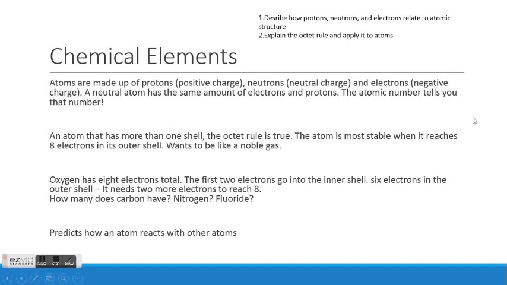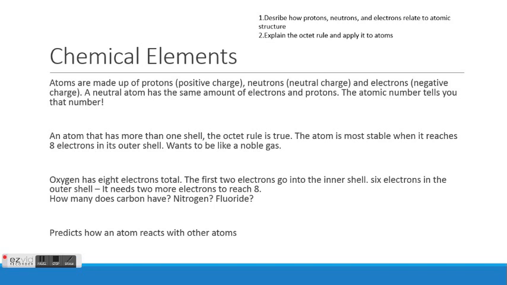So if you look up top here, we have our objectives. The objectives should change almost every slide, maybe not, depends on what we're talking about, but that will focus what you need to learn. So make sure that you can answer those questions after every slide. The first slide is chemical elements. A lot of this stuff is review from chemistry.